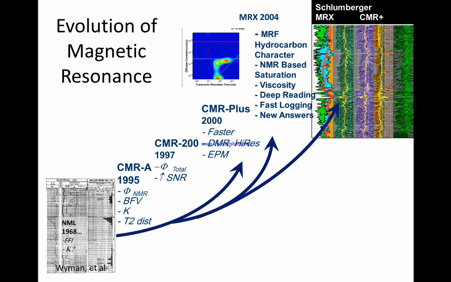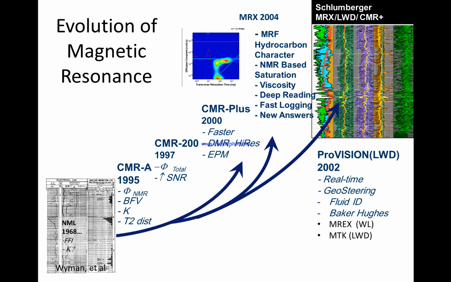The evolution of magnetic resonance tools. This slide shows the Schlumberger tools, the CMR tools, after the MRX. It started from 1968, then 1995 for CMR-A, CMR-200 in 1997, up to the MRX, which started in 2004.